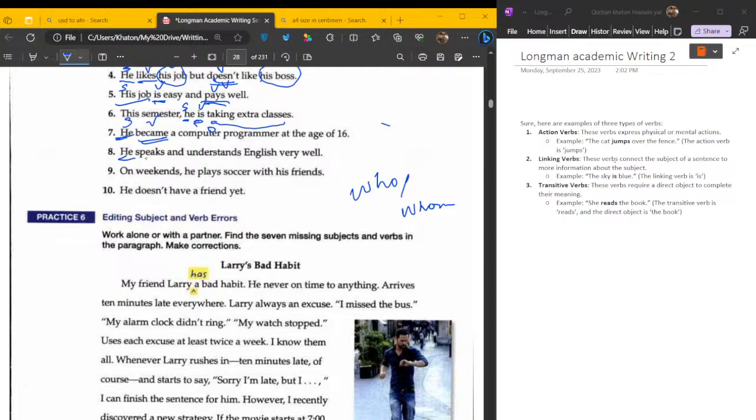He speaks and understands English very well. So he is the subject, speaks and understands are the verbs. English very well, this is not the object. There is nobody showing here, who and whom, it doesn't answer.